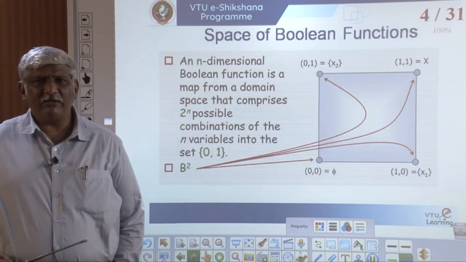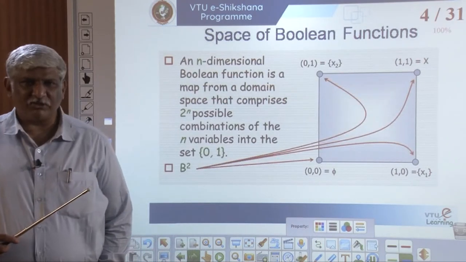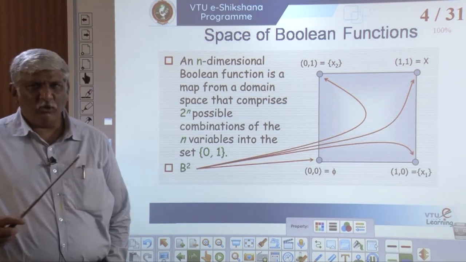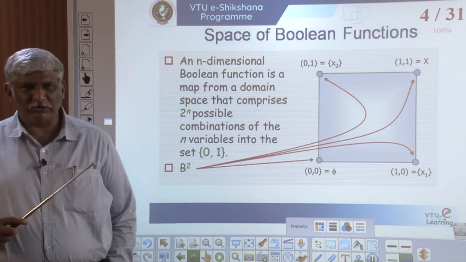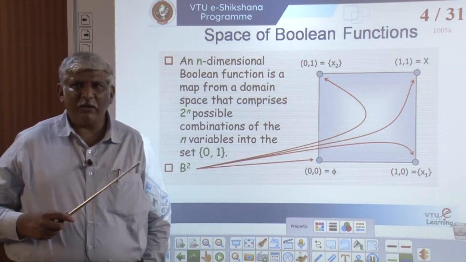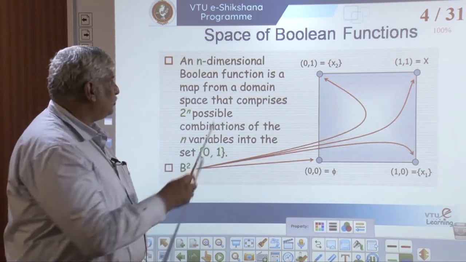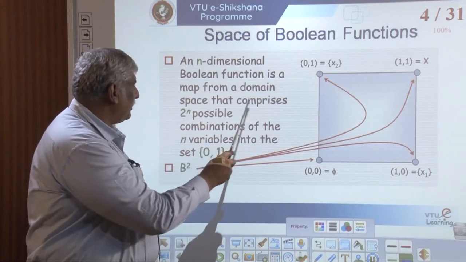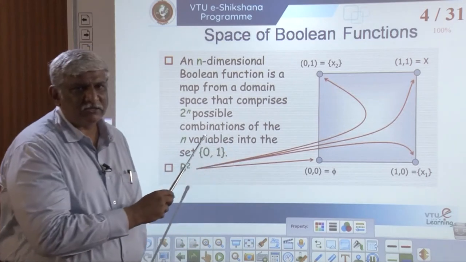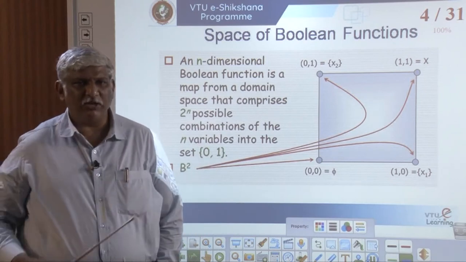So here we can see a space of Boolean functions. Normally, what is Boolean? Boolean means logic functions which contain only the binary values, zeros or ones. So we will be having a Boolean function. An n-dimensional Boolean function is a map from the domain space that comprises 2 power n possible combinations of the n variables.